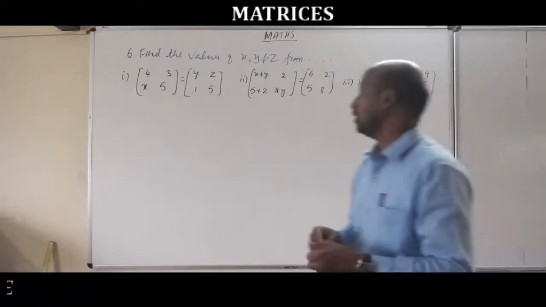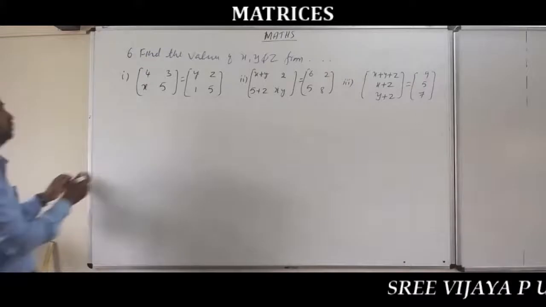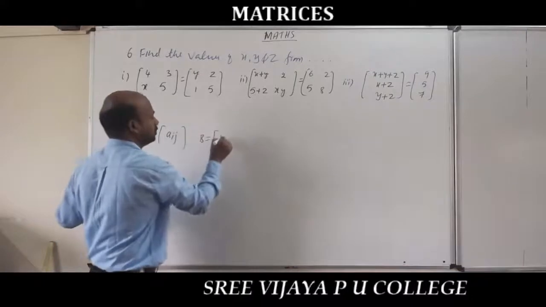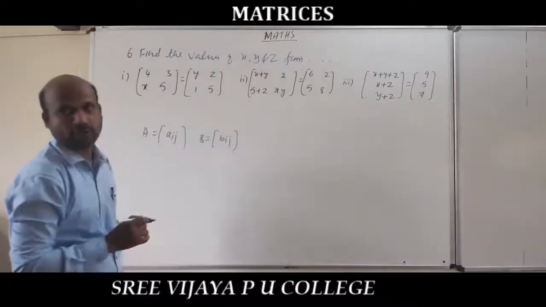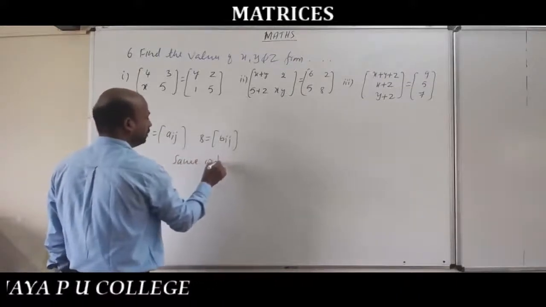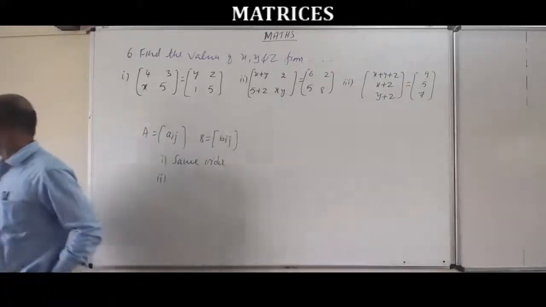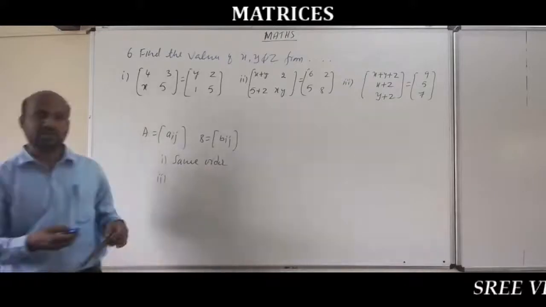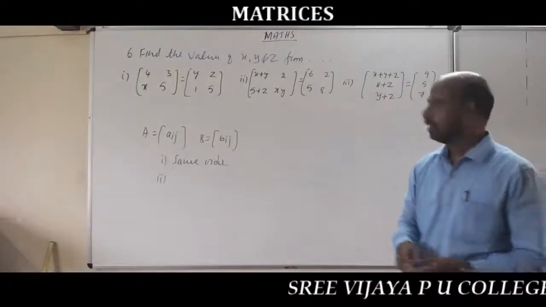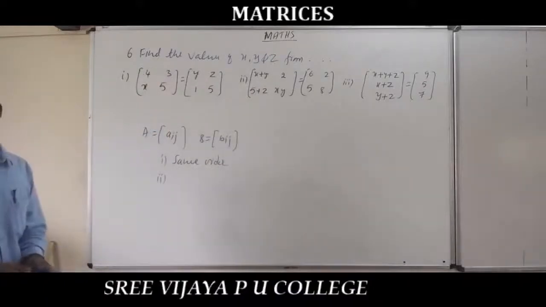So this is equality of the matrices. Two matrices A equals aij and B equals bij are said to be equal if the matrices are of the same order. First thing is, both the matrices must be of the same order. And second condition is, corresponding elements of both the matrices must be the same. So first, order should be the same. Second, corresponding elements should be the same.